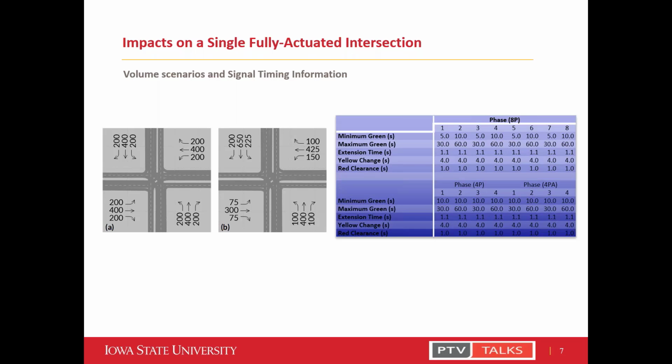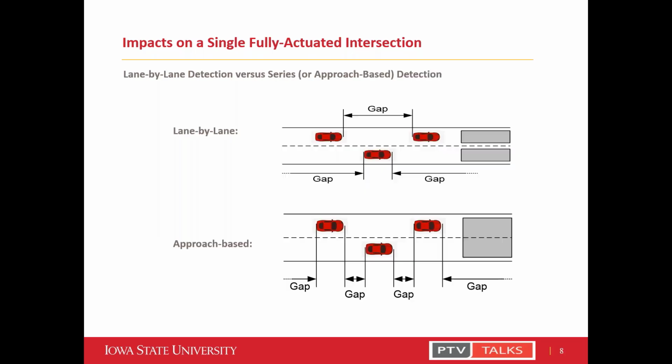The purpose of this test is to assess two different impact comparisons. The first one is the impact of phase sequence, and the second one is the impact of lane by lane versus approach-based detection, which is well known to have a strong impact on actuated operation. Here we can see lane by lane detection and approach-based detection. In lane by lane detection, each lane gaps out independently and detects gaps within lanes, while approach-based detection can only detect gaps when all lanes are empty.